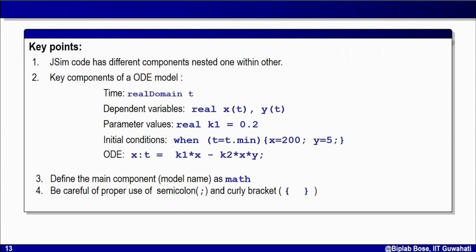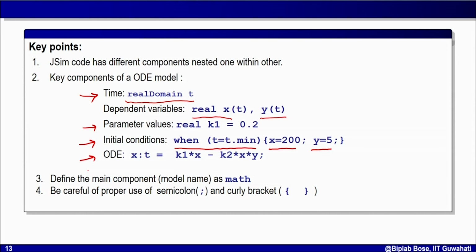The key components of the model you should not forget are: time, that is the independent variable, that you define as real domain t. You have to define the dependent variables like defined here as real x(t) and y(t). You have to define the parameter values. Without the numerical value of parameters, you cannot do numerical simulation. You have to define the initial condition. Without that initial condition, your numerical solution cannot be obtained. So it is done like this: when t equal to 0, that is t equal to t.min, at that time x is 200 and y is 5. This is the format by which you write and tell JSim this is the initial condition.